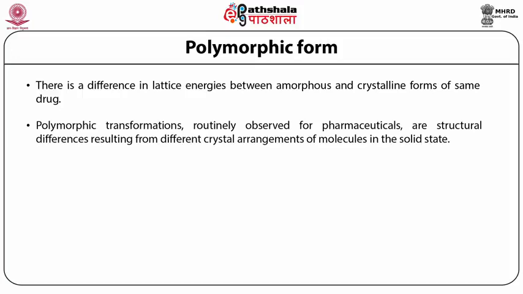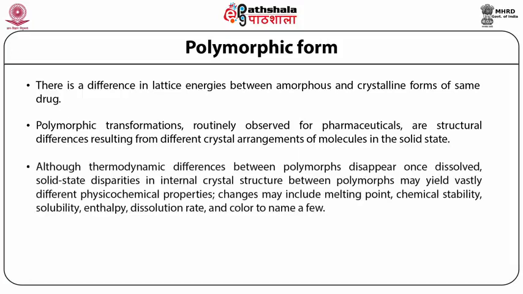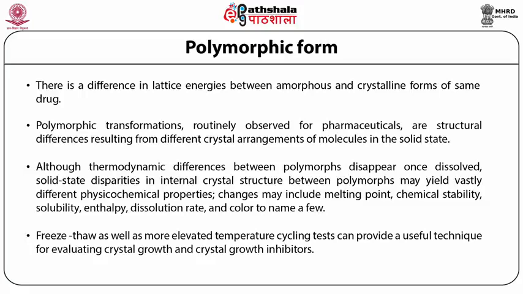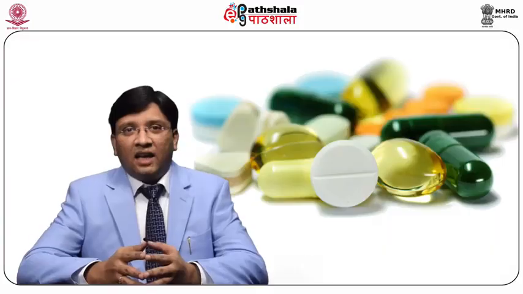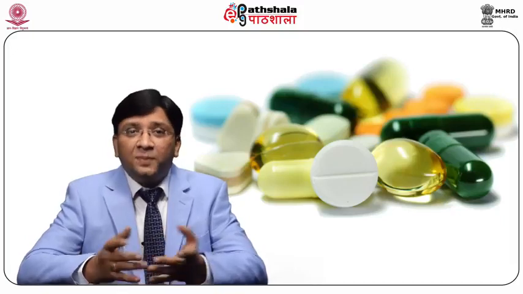Polymorphic transformations routinely observed for pharmaceuticals are structural differences resulting from different crystal arrangements of molecules in the solid state. Although thermodynamic differences between polymorphs disappear once dissolved, solid state disparities in internal crystal structure between polymorphs may yield vastly different physicochemical properties, and changes may include melting point, chemical stability, solubility, enthalpy, dissolution rate, and color, etc. Freeze thaw as well as more elevated temperature cycling tests can provide a useful technique for evaluating crystal growth and crystal growth inhibitors.